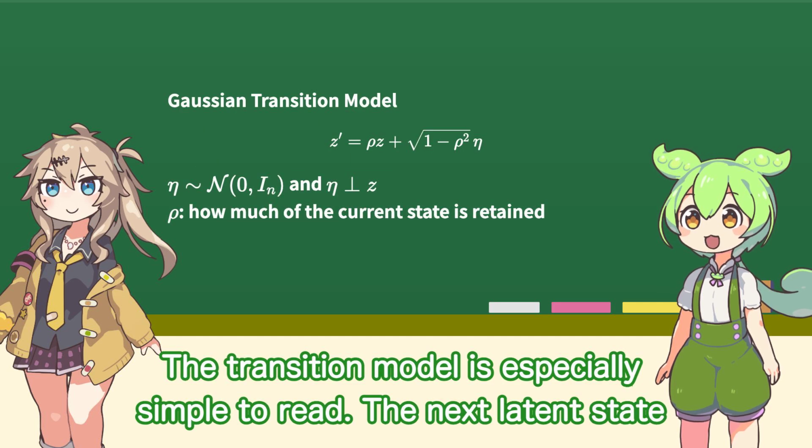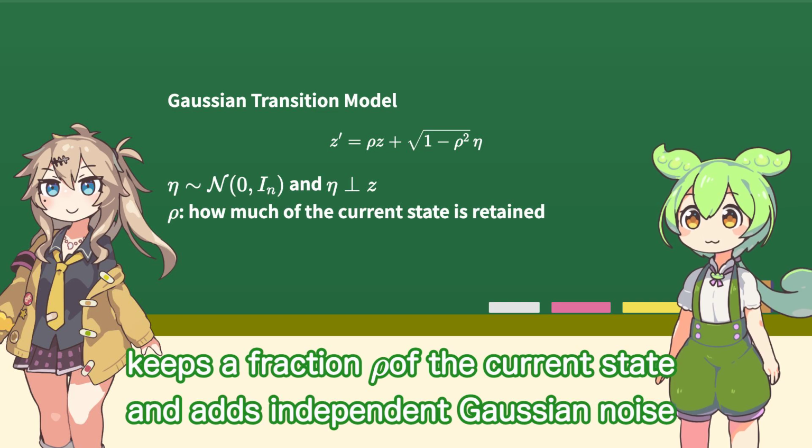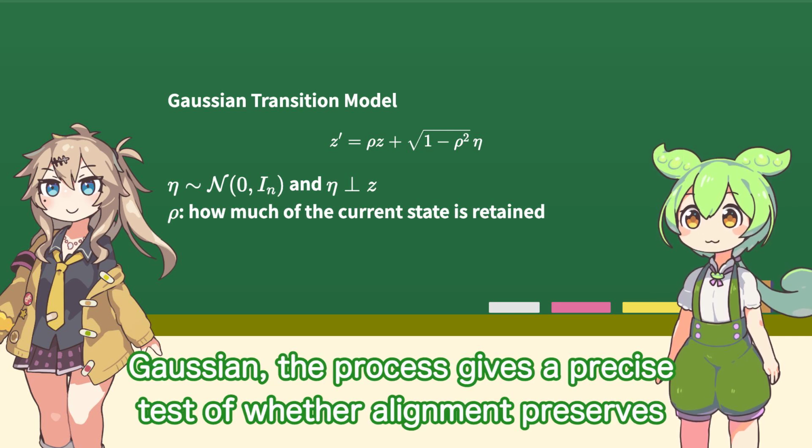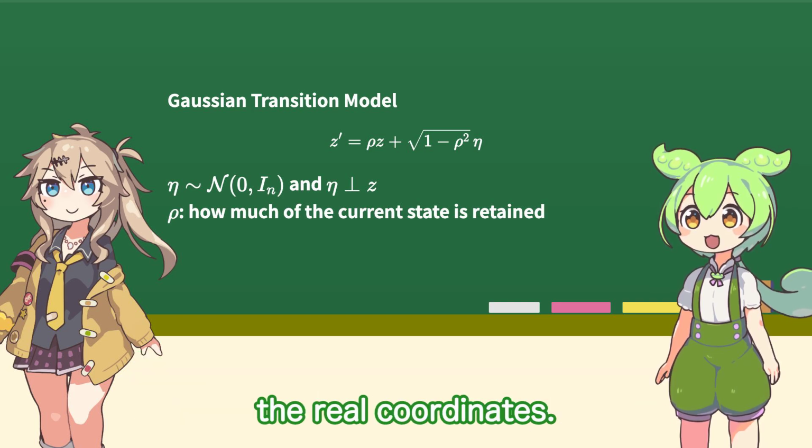The transition model is especially simple to read. The next latent state keeps a fraction rho of the current state and adds independent Gaussian noise for the remaining variation. Because the marginal distribution stays Gaussian, the process gives a precise test of whether alignment preserves the real coordinates.